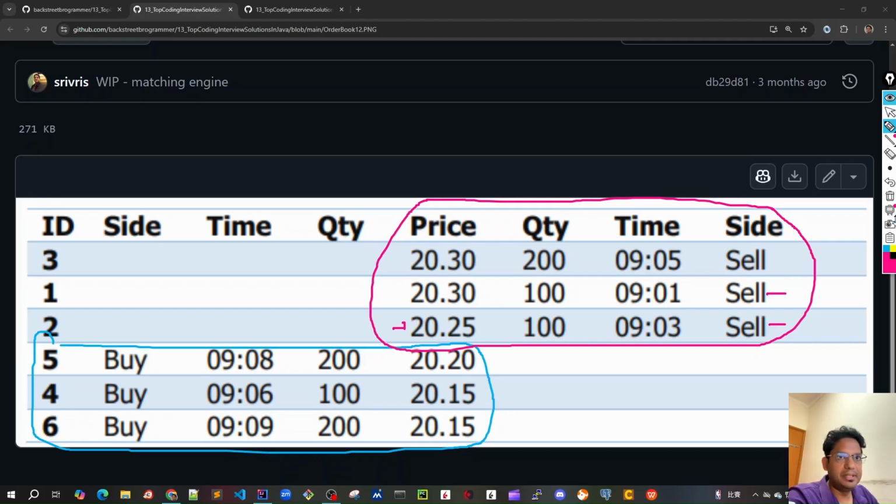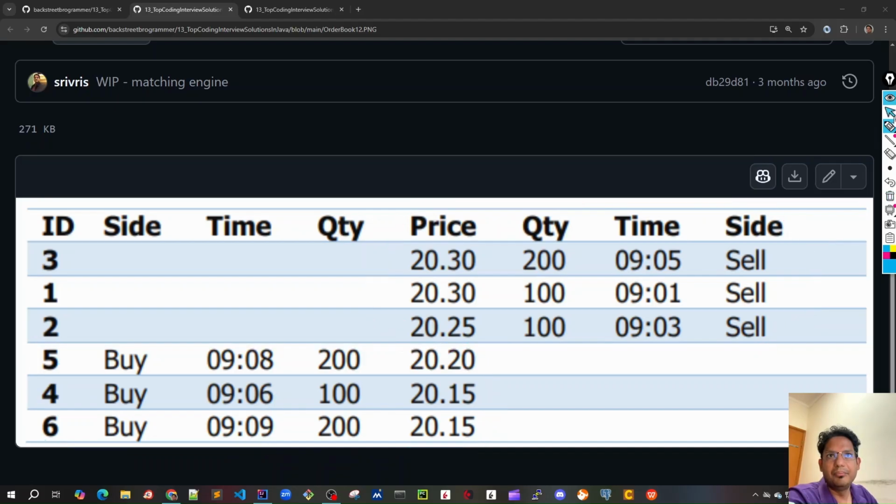Similarly, for buy orders, the highest priced order has the highest priority. For the two orders at 20.15, which are lower than this, they have a lower priority than the fifth order. But the fourth order arrived at 906 and the sixth order arrived at 909, so the fourth order ID has a higher priority than the sixth order ID. So this is the basics that we have discussed before.